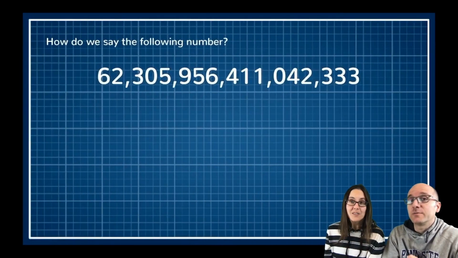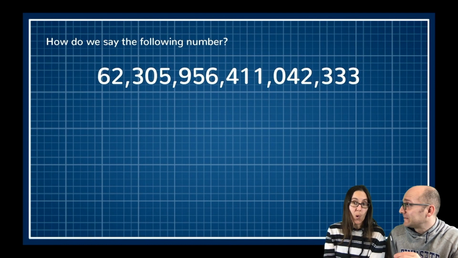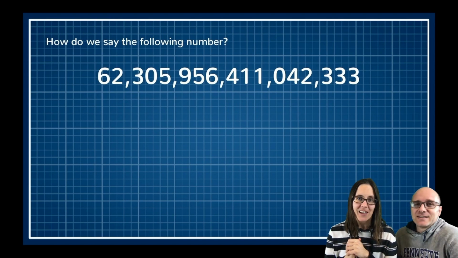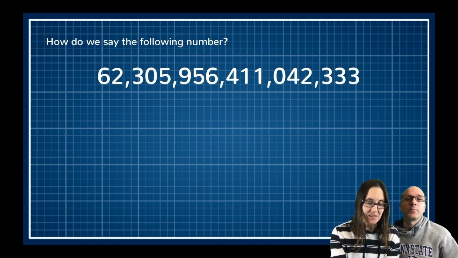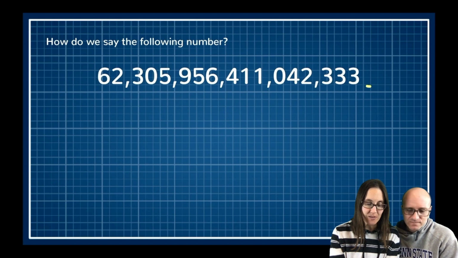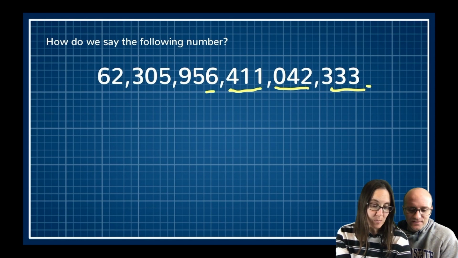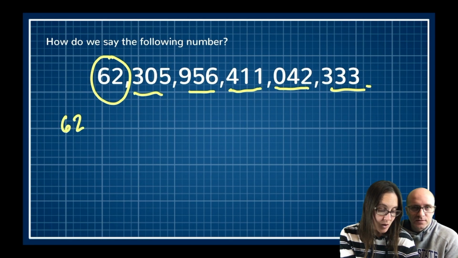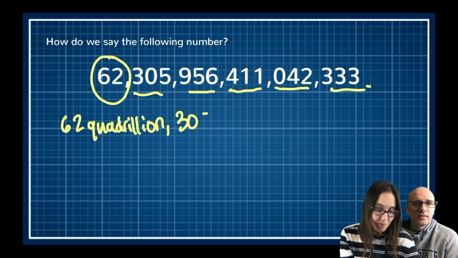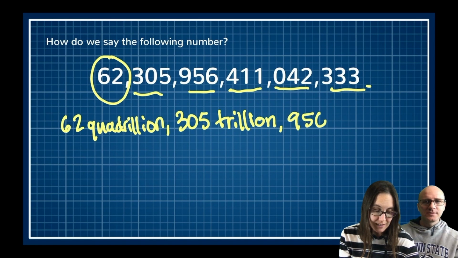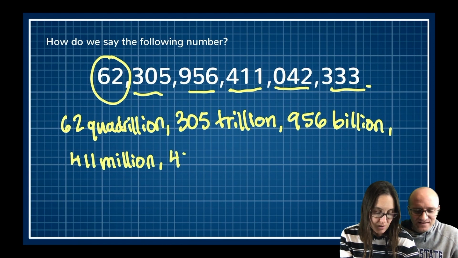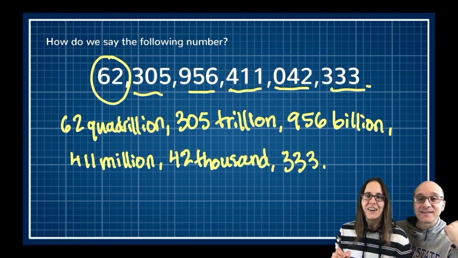But Science Mom, we have finally made it to the part where you get to demonstrate that you learned what you learned today. Woohoo. So with the lesson over, it's now time for you to demonstrate. How do we say the following number? How would we say that big number? We have the hundreds here, the thousands, the millions, the billions, the trillions, the quadrillions. So I'm going to start with quadrillions. I'm going to say it's 62 quadrillion. Good. 305 trillion. 956 billion. 411 million. And 42,000. Nice.